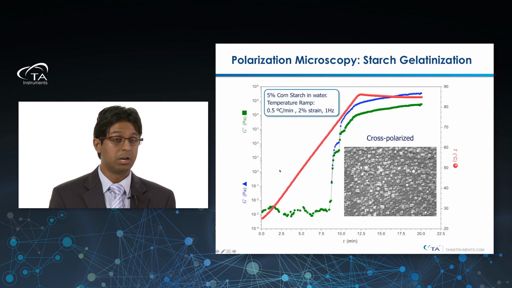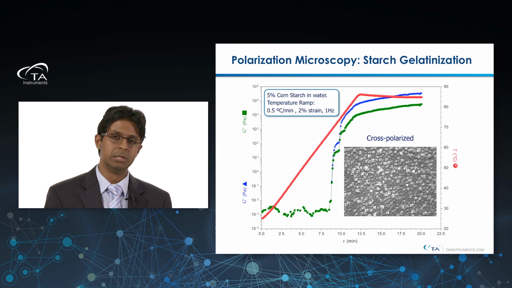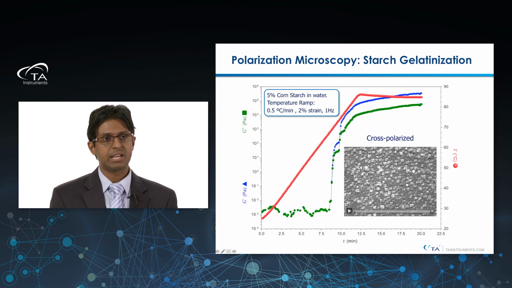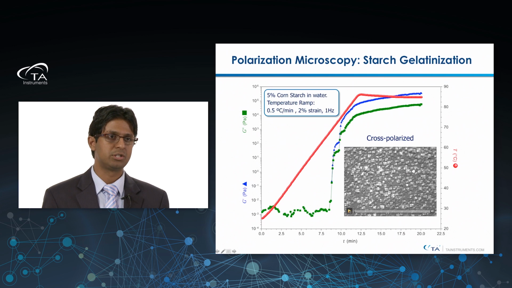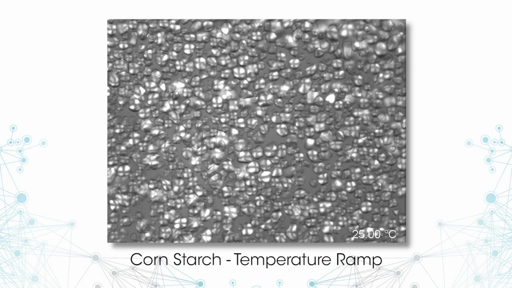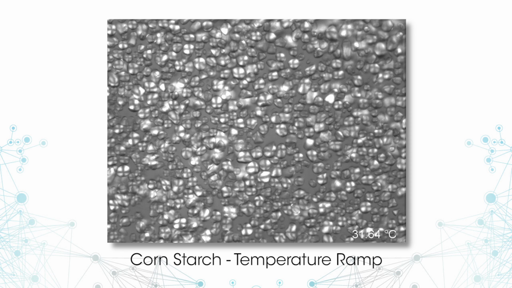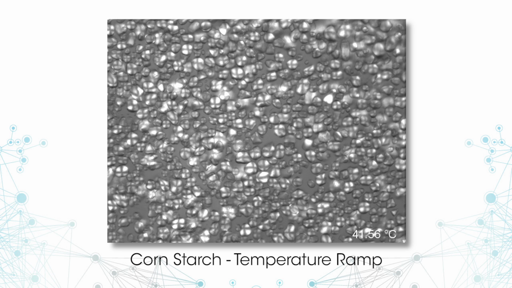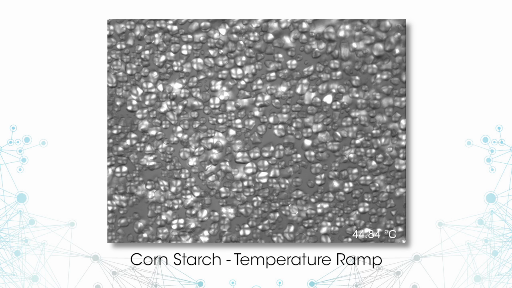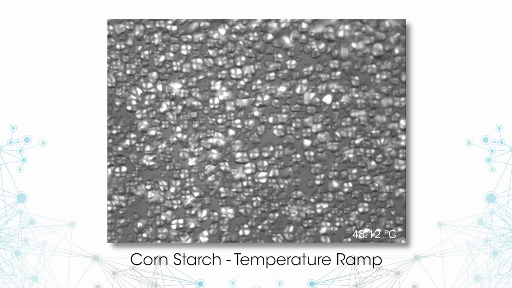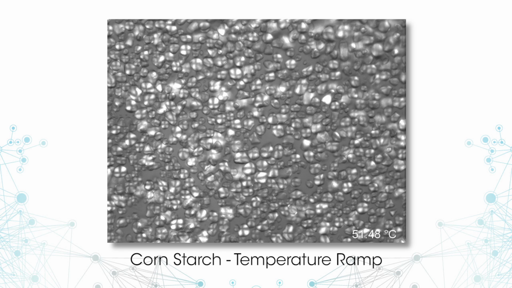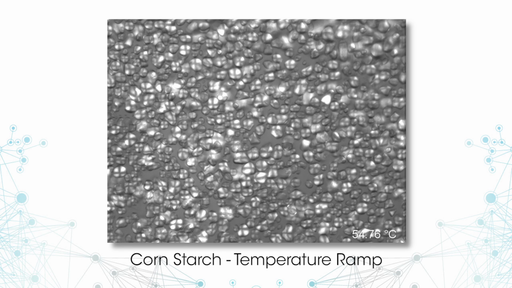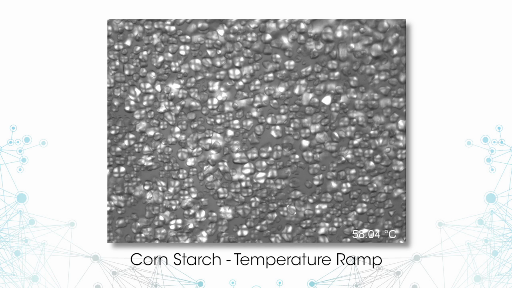Right. Here's another example with cross-polarization microscopy. In this case, we're looking at starch gelatinization. So this is just 5% cornstarch in water. And we'll notice that as we're starting to heat up the sample, initially up to about 50 degrees Celsius, we don't see much of a change in the sample rheology, nor do we see any changes in the video. So we see the individual starch particles that have some sort of structure that gives rise to a polarized signature.